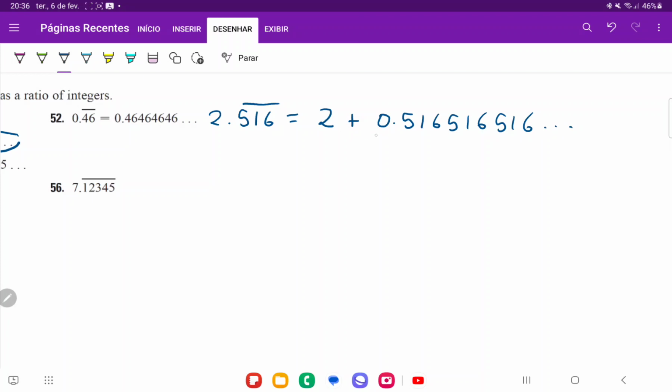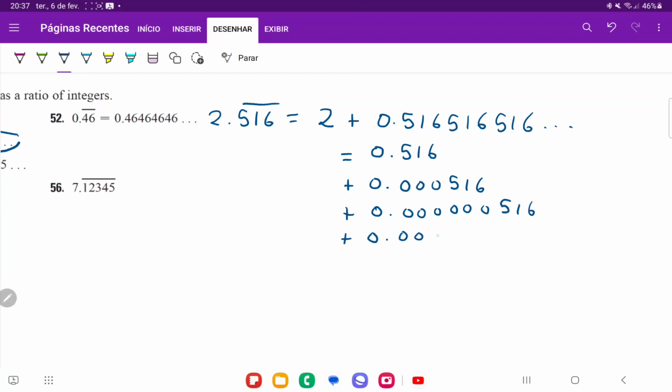And the reason that we broke this down is because we actually want to look at this infinite decimal expansion as an infinite sum. So we're going to say, okay, this is the same thing as 0.516 plus 0.000516 plus 0 point, and now everything else gets covered with zeros, and then we add another 516, and then plus, let's do one more, everything else, so 3, 6, 9 zeros, and then we add a 516.